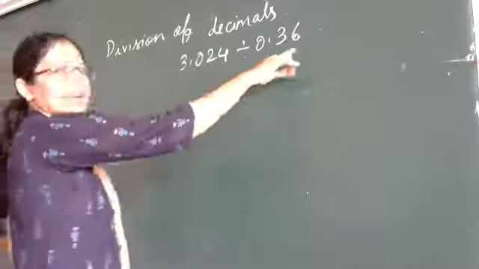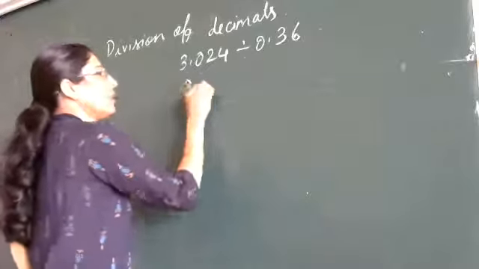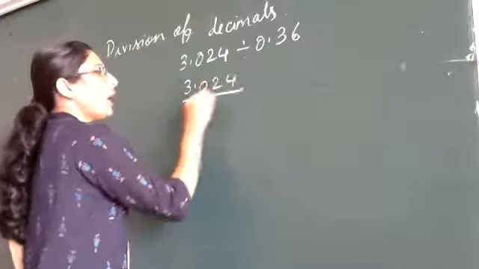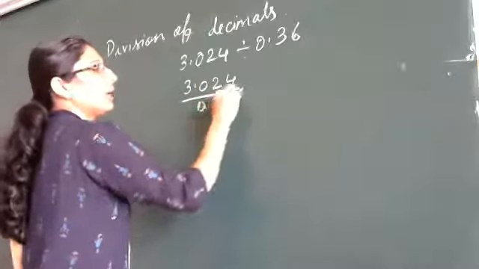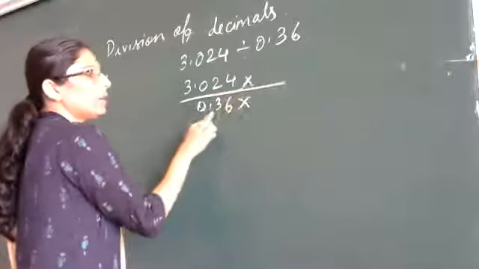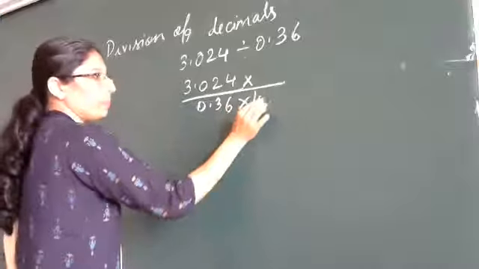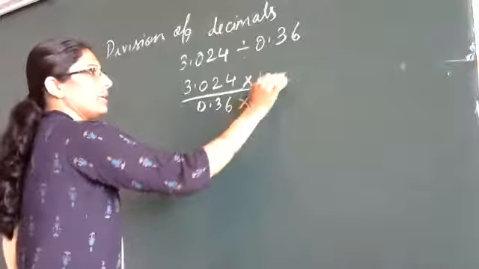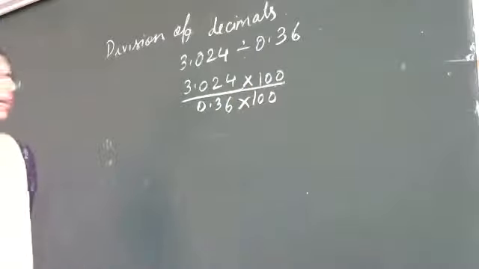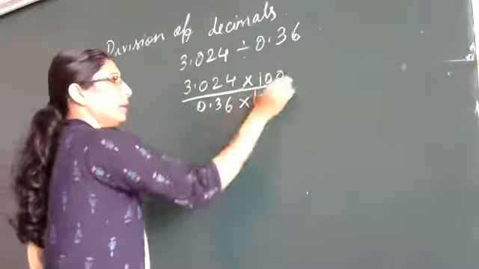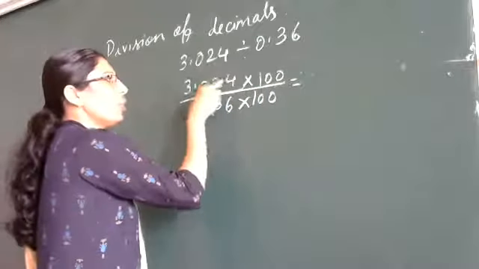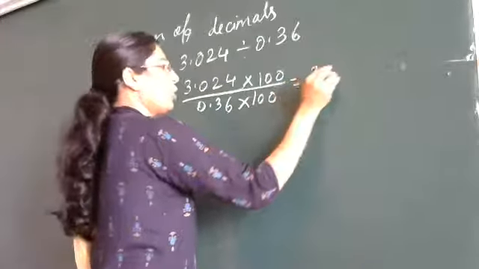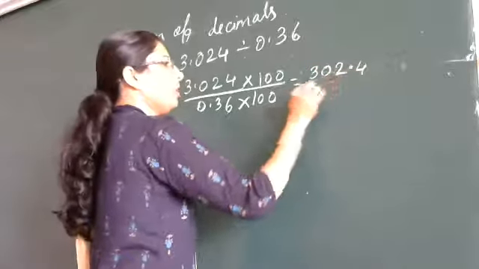So, two digits are there here. 3.024 divided by 0.36. Multiply by 100 since two digits are there. Yes. Okay, so this point, as there are two digits, it will go two places. 3024 by 36.